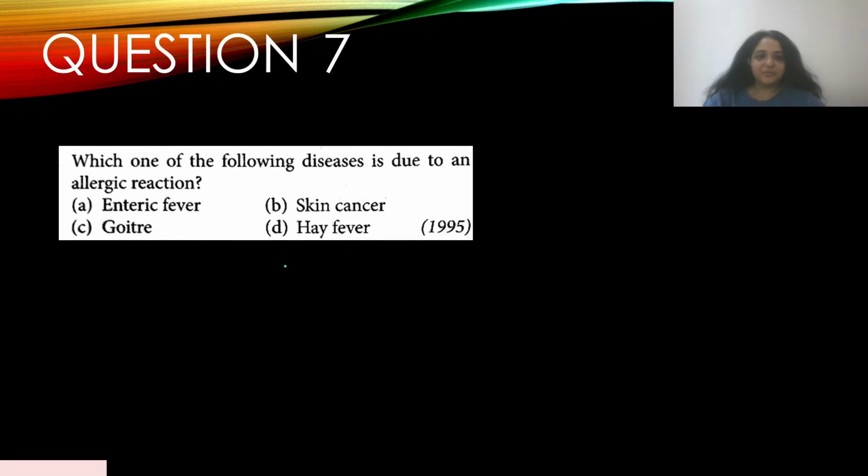Question number 7. Which one of the following diseases is due to an allergic reaction? Okay, and this appeared in 1995. So we're talking about allergic reaction. So it's A. Enteric fever. No, that's incorrect. B. Skin cancer. No. C. Goiter. No. D. Hay fever. Yes. Hay fever is a type of allergic reaction. So the answer is D. Okay.